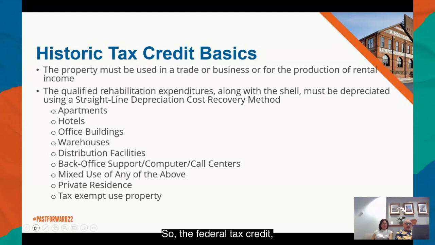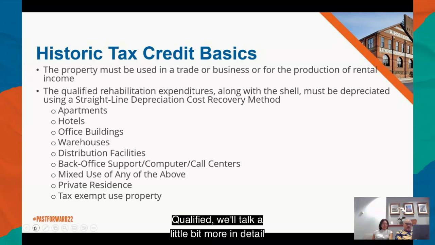The federal historic rehabilitation tax credit is available only to commercial buildings. So they have to be able to earn some income, or it has to house a business or something of that nature.